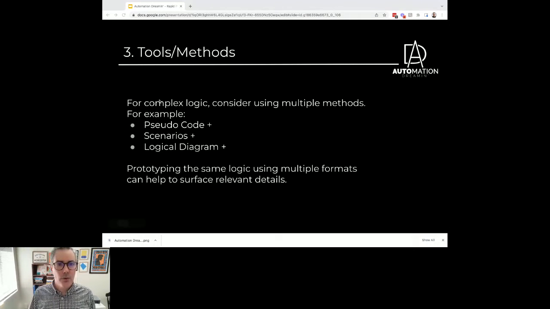All right, so I will keep going. In terms of tools and methods, one thing that's important to consider is that sometimes, particularly for something complex, it can be useful to use multiple prototyping tools for one piece of logic. I'll talk through that in an example. When we get into something complex, sometimes doing a few different things can help uncover some of the questions or help illustrate some of the concepts.